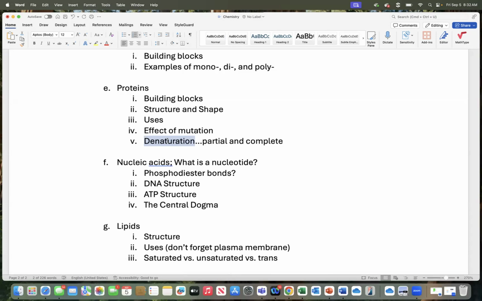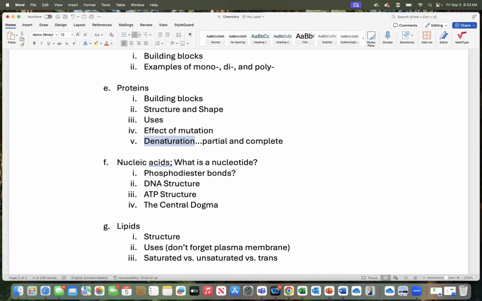All right, nucleic acids are next. These are things like DNA, RNA, ATP, and a few others that we'll talk about. These are made out of nucleotides, but for right now, I just want you to know that term. It's the building block for nucleic acid. Don't worry about specifically its composition yet. We'll get to that later on.